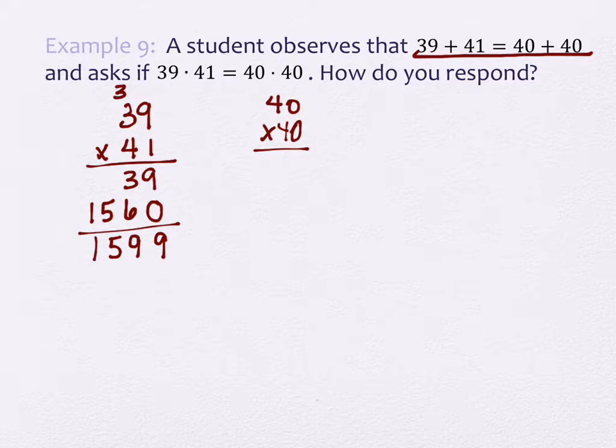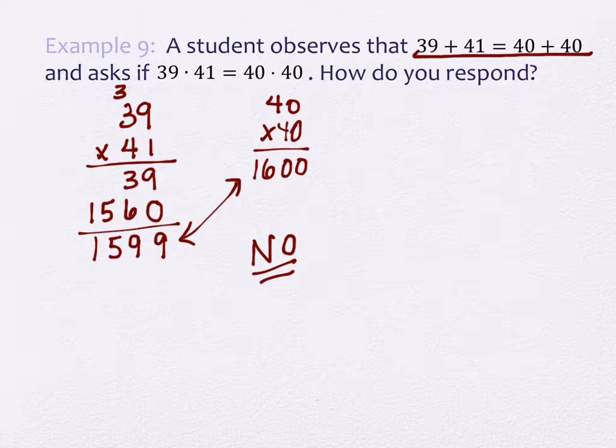What happens when I do 40 times 40? You actually get 1600. So the actual answer to this question is no, they're not the same. But it is interesting that they're so very close together, right? I mean, that's 1 apart. So isn't that interesting?